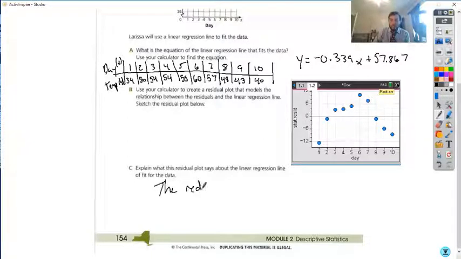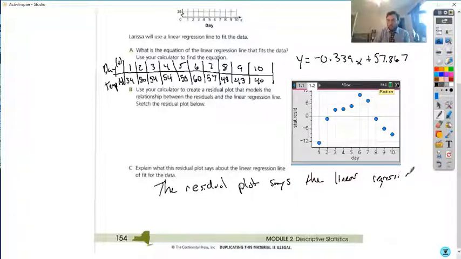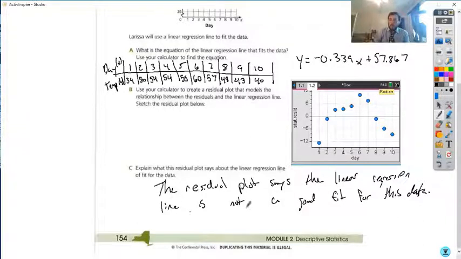So the residual plot says the linear regression line is not a good fit for this data. When we're looking here, it shows that it's not a good fit. We want it to be randomly scattered close to the line, and this is not that.